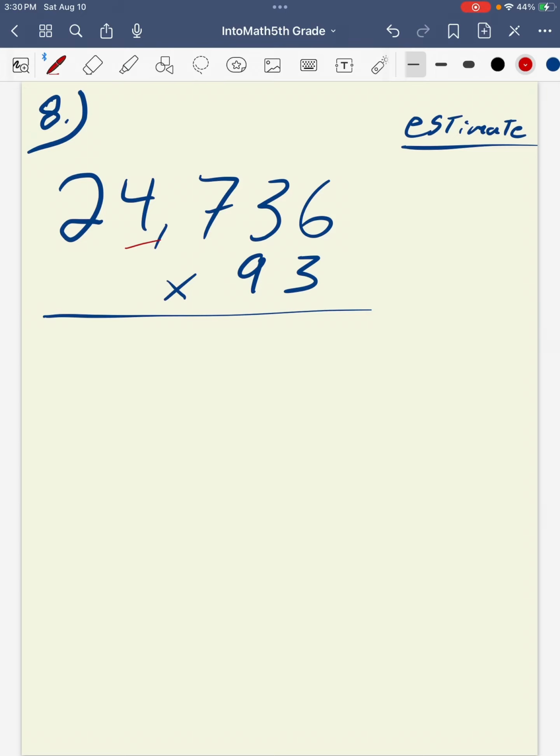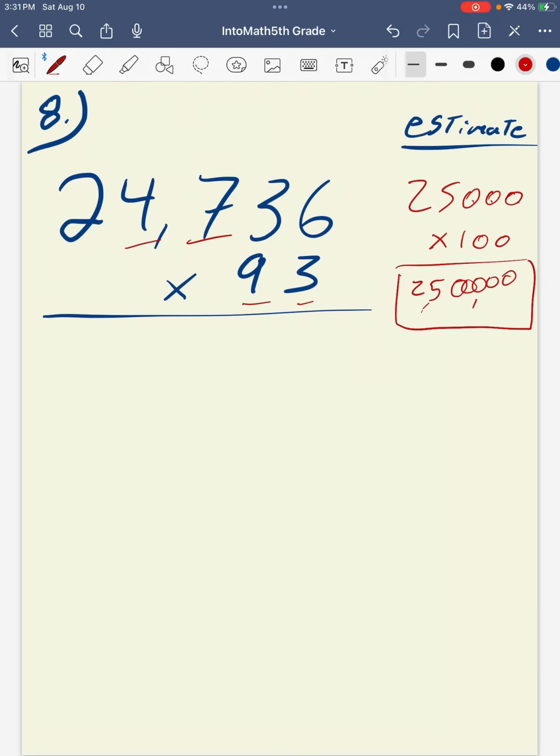24,736, we are going to round to the nearest thousand. The 7 in my hundreds place means that I get to round up to 25,000. Then I round 93 up to the nearest 10, which becomes 100. I count up the number of zeros for 5 zeros. And then 1 times 25 is 25. Place my commas for an estimated total of about 2.5 million.